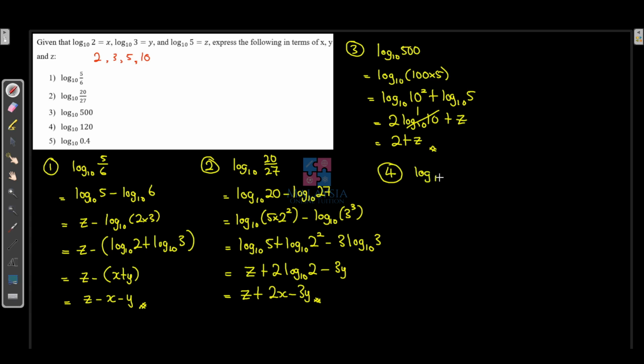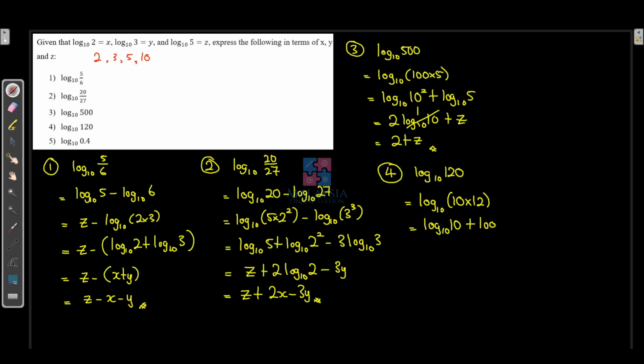Log base 10 of 120. How to change this? We know that 120 can be 10 times 12. I think 10 times 12 is better. So then this is going to be log base 10 of 10, which is 1, plus log base 10 of 12.